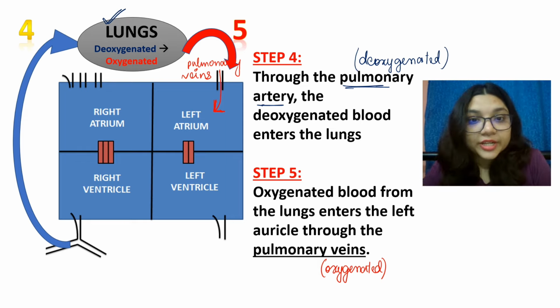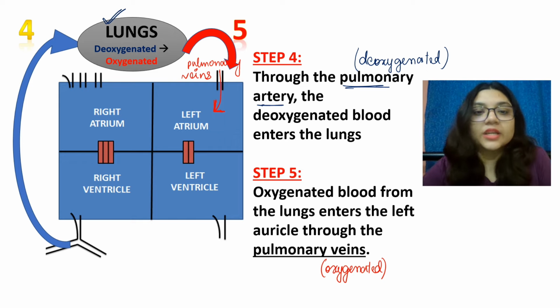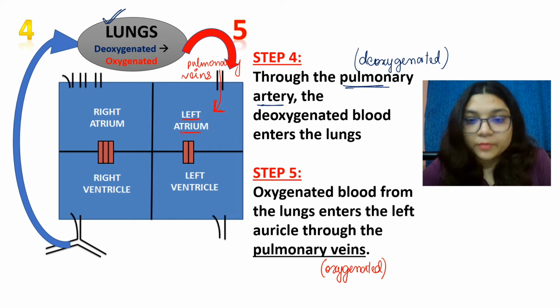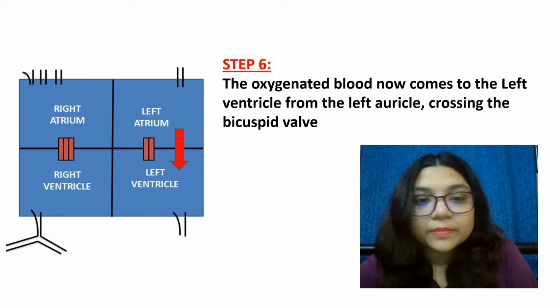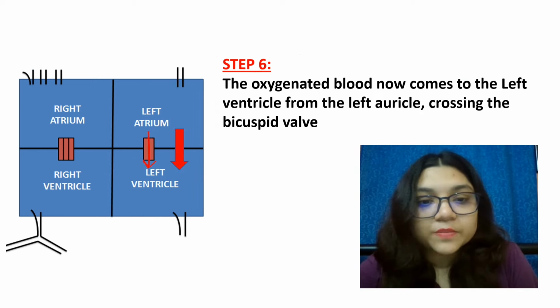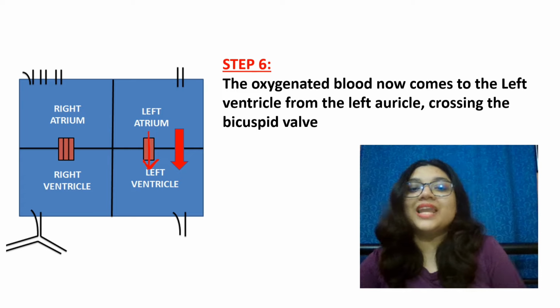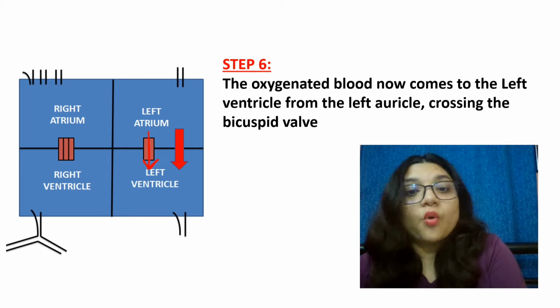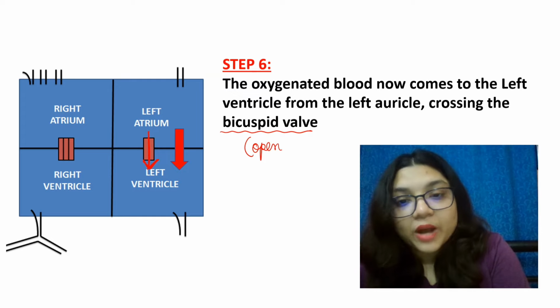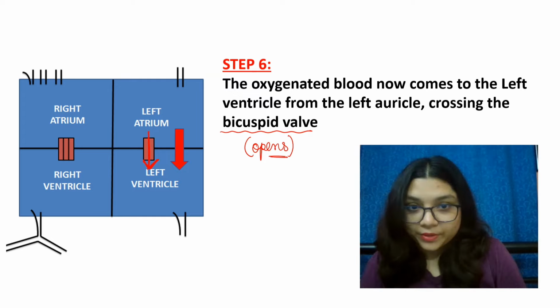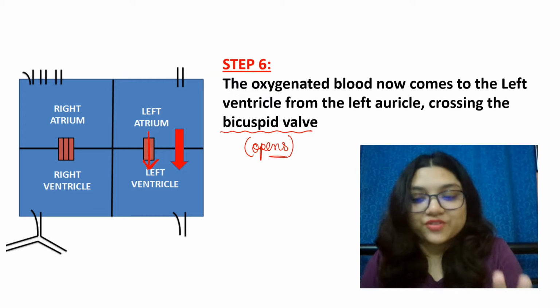So where's your blood right now? The oxygenated blood is in the left atrium right now. Step number 6. The oxygenated blood will now cross this bicuspid valve and enter into the left ventricle, right? So it will enter the left ventricle only when this bicuspid valve has opened. So blood is now in the left ventricle.